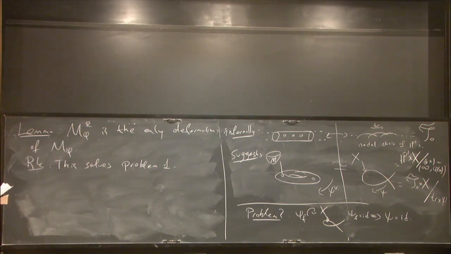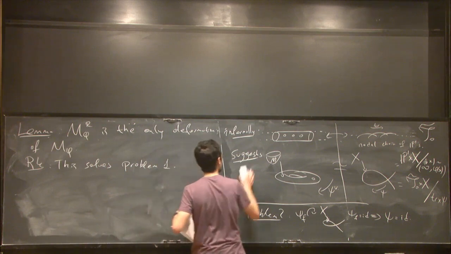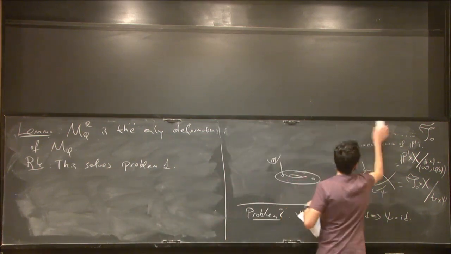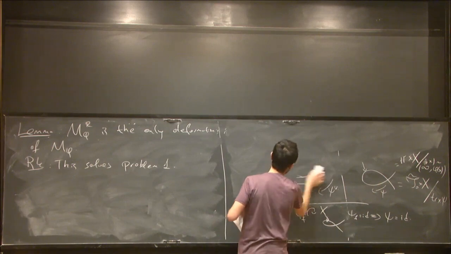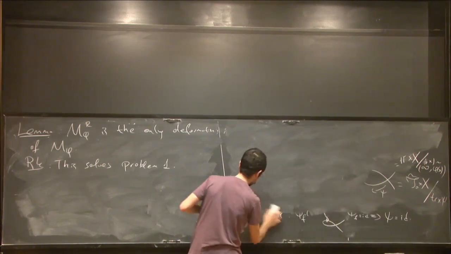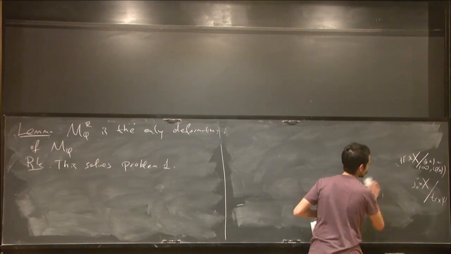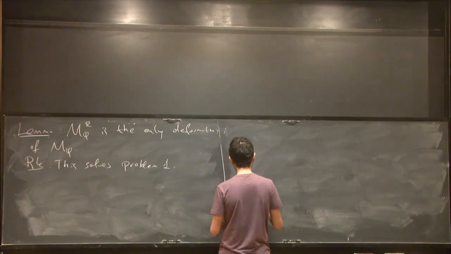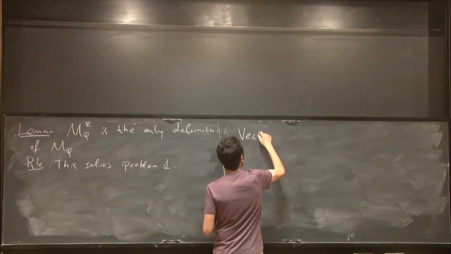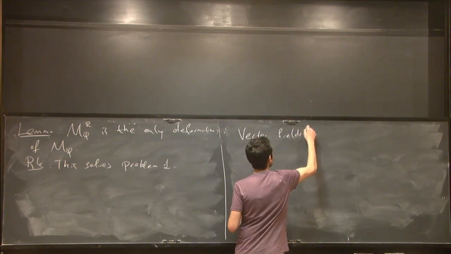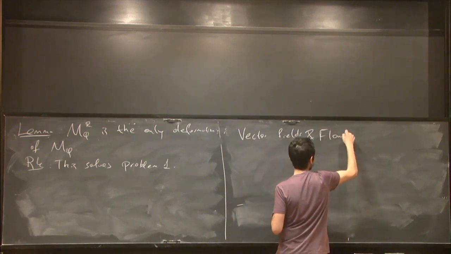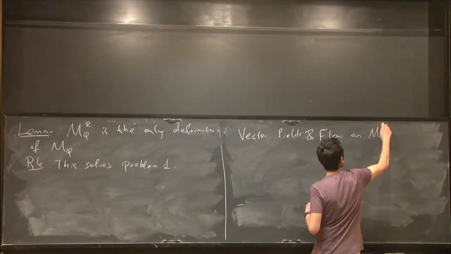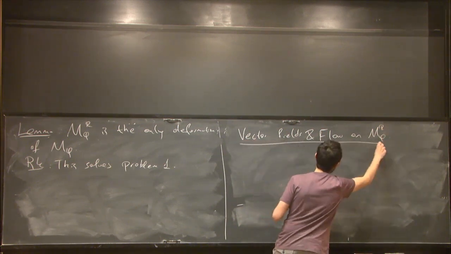Namely, we are now able to identify not the partial compactification, but the corresponding deformation. And another tool that I need is vector fields and flow on M phi, on categories on M phi R.